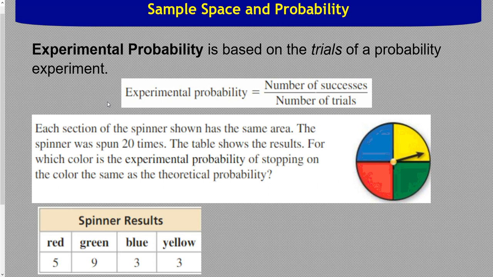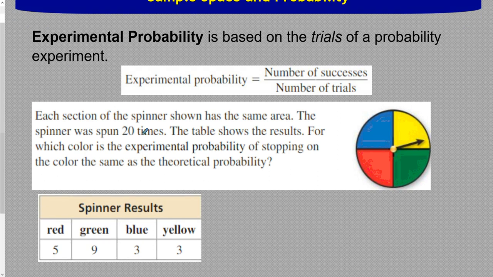So for example, each section of this spinner shown has the same area. So we got 4 sections. It's telling us they're all equally the same size. The spinner was spun 20 times. The table below shows the results. For which color is the experimental probability of stopping on the color the same as the theoretical probability? So let's talk about that theoretical probability first.